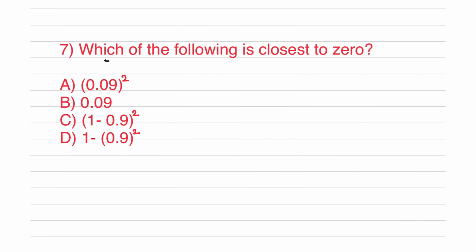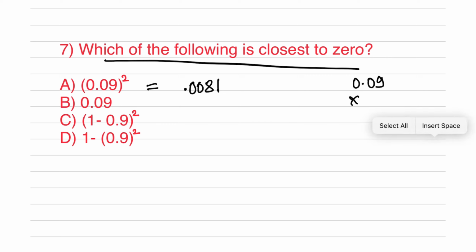See the next question. Which of the following is closest to 0? So 9 square will be 81. You have to add 2 zeros, because when you multiply 0.09 into 0.09, you will have 4 decimal places. So 0.0081 is the decimal of this.